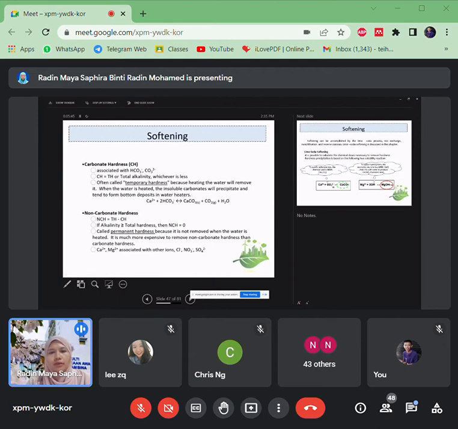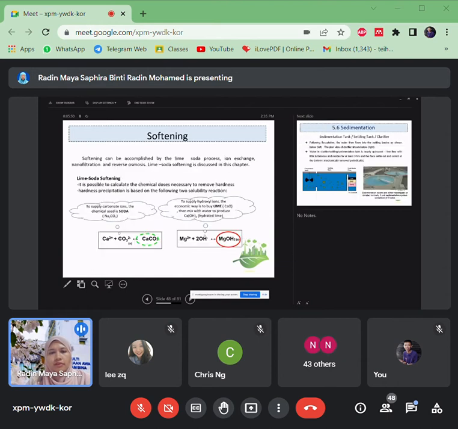What does it mean by temporary hardness? Okay, permanent hardness. I think we have discussed before. And then, for the permanent hardness, in the water treatment plant they usually use lime soda softening, in order to remove the hardness.